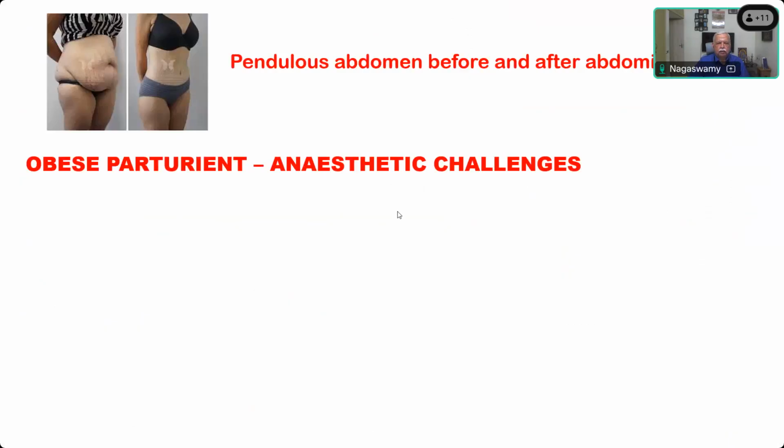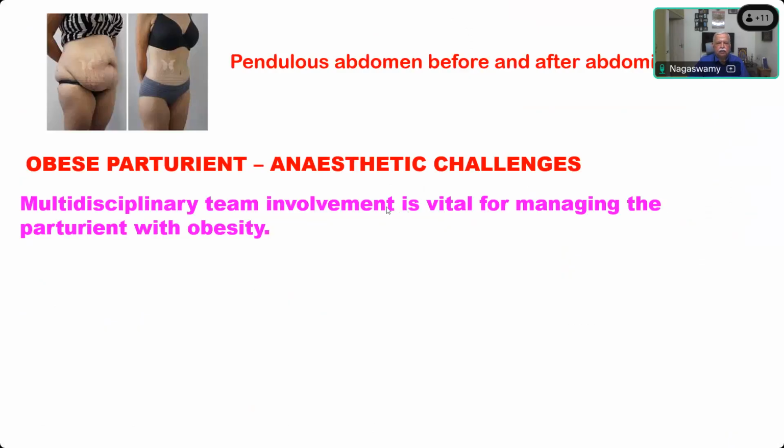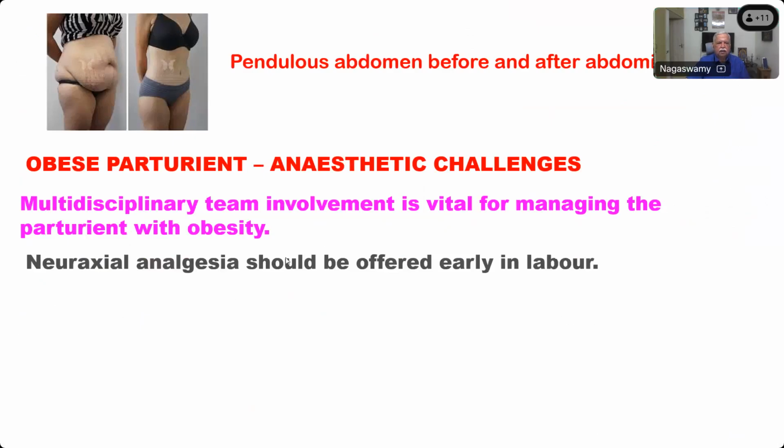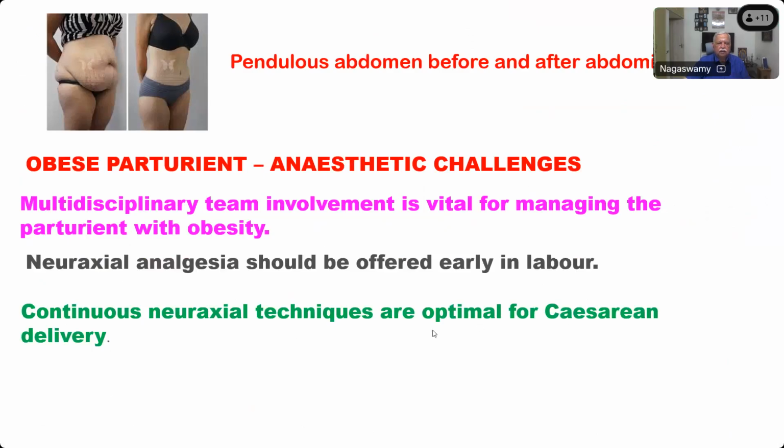Obese parturients, sometimes they may ask you questions on obese parturients. So there you have to have a multidisciplinary team for better management. Neuraxial analgesia should be offered early in labor. Continuous neuraxial techniques are optimal for cesarean delivery.